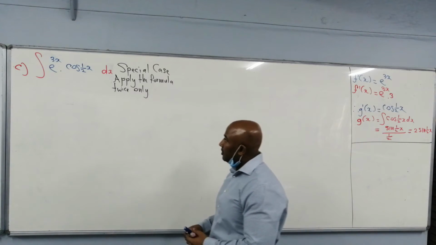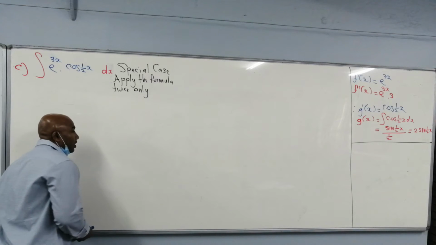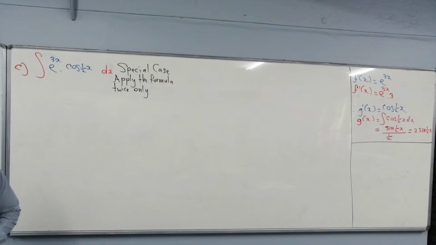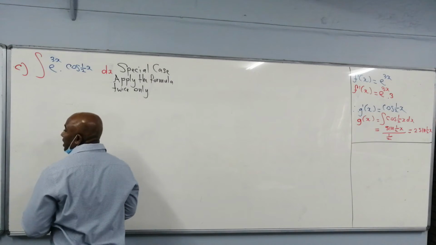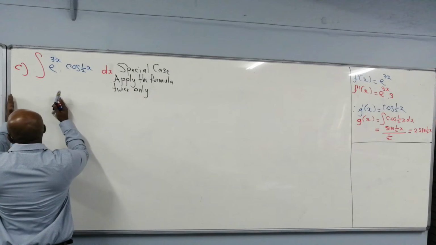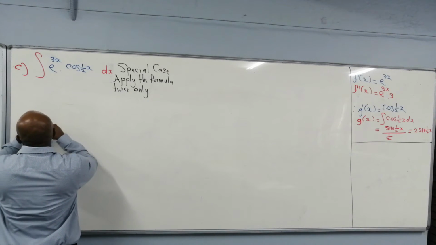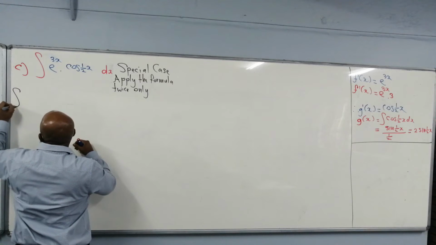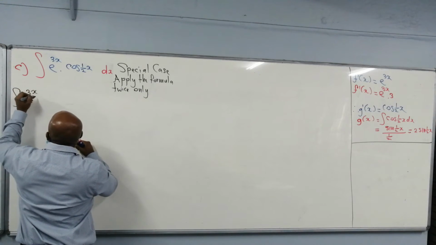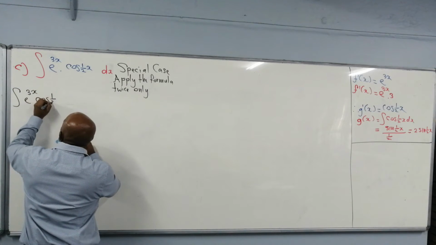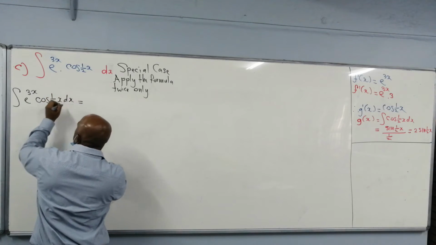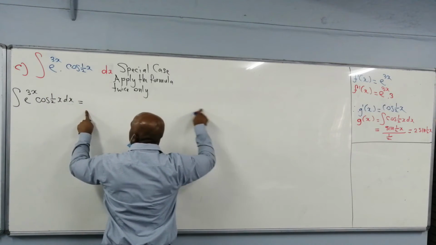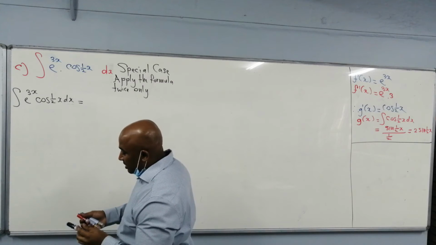Now, let's apply the formula. When you are writing this down, a special case, you make sure the question is on the left hand side. You start with the question like this: the integral of e to the power 3x cos of half x dx. So it's the question and then the formula, in this order.